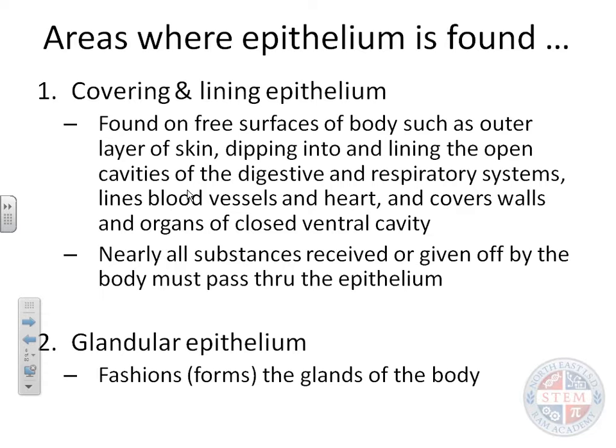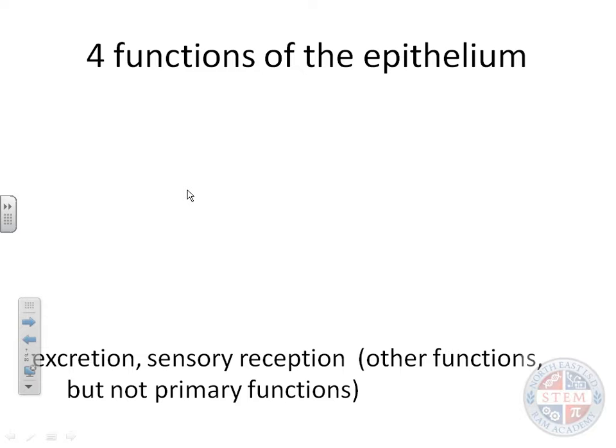epithelial. Glandular epithelial, these are impressions that form the glands of the body. So these are forms of glands where it's internal, and they'll make these little holes where they'll secrete hormones. And we'll talk about glands a little bit later.